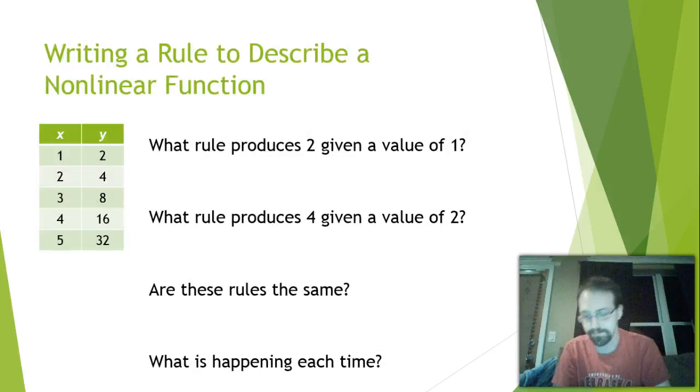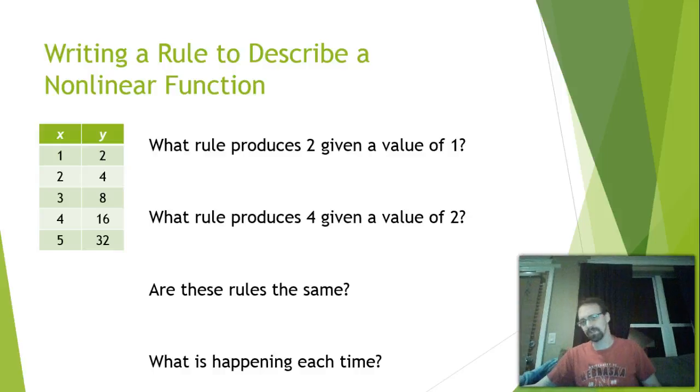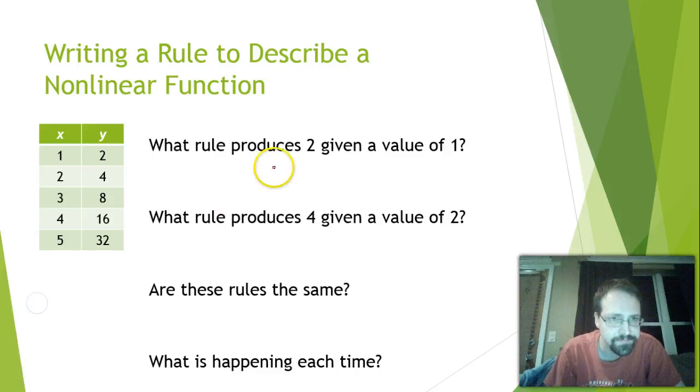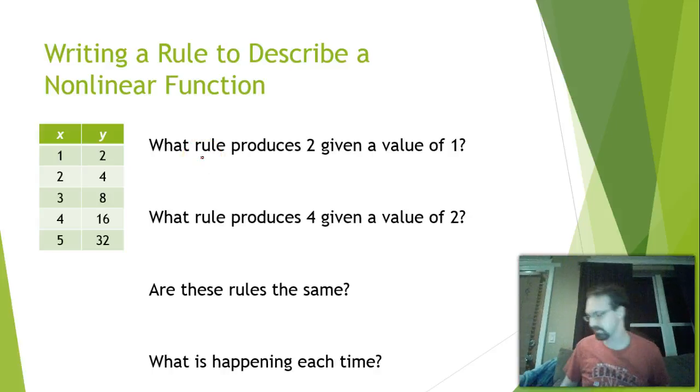So the next thing, let's go ahead and copy this down, just like you've been copying down everything. Writing a rule to describe a nonlinear function. It's a little bit different than what we were talking about with how you could look at how much it grows each time. Then you could use that as the coefficient in front of the variable when you get your rule. It doesn't quite work that way. In fact, let's see if I can start drawing here. What rule produces 2 given a value of 1?